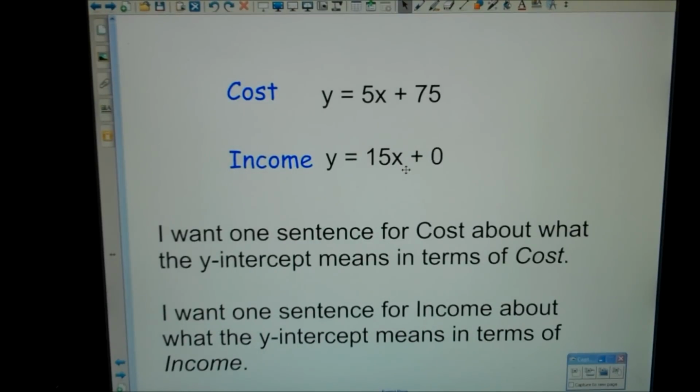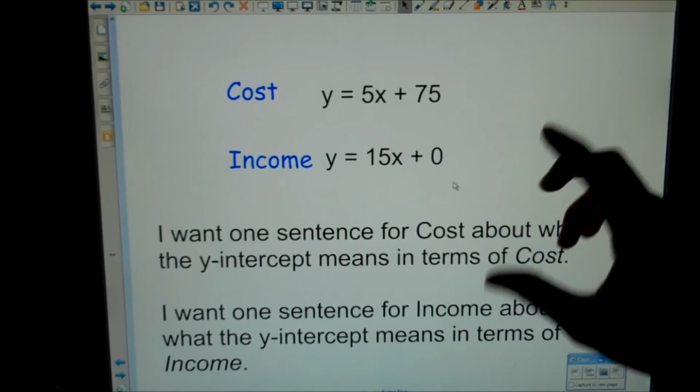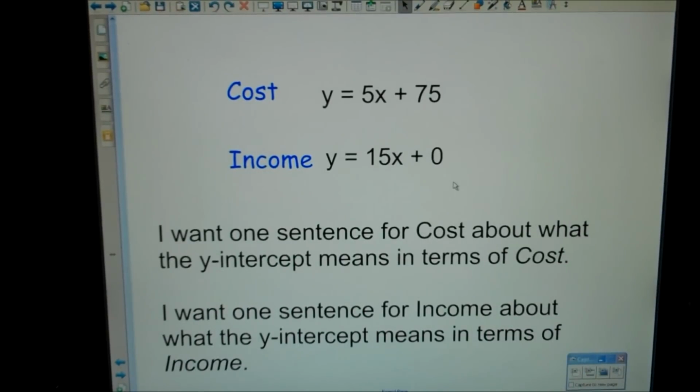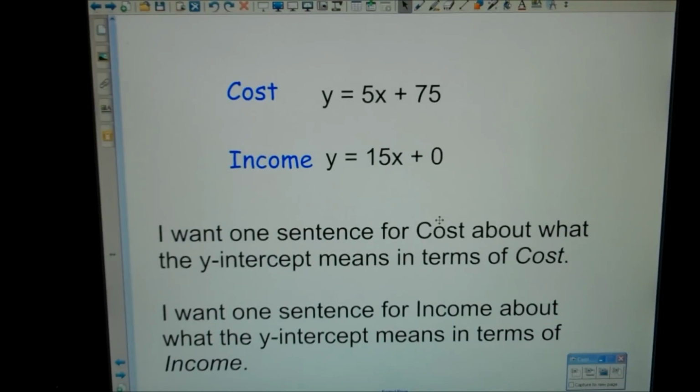Same thing for here. Income. When my y-intercept is 0, what does that mean in terms of yards and the money that I'm bringing in? What does that mean? I want a sentence about each one of these. So that would be 2 sentences. 1 for cost, 1 for income. If you don't have that, your notes are not going to be complete.